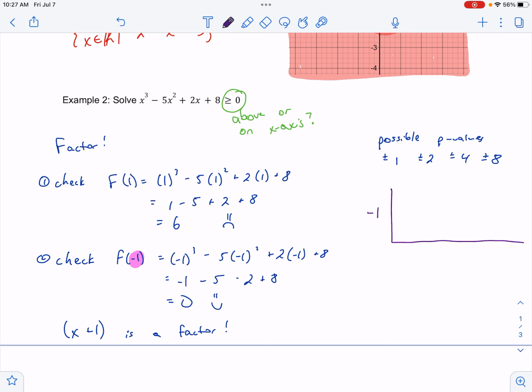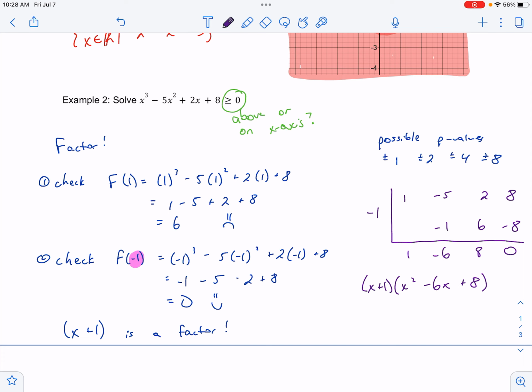I'll write my coefficients and divide. Drop it down, multiply across. Add down, multiply across. Add down, multiply across, add down. Beautiful. So my factored form here will be x plus 1 times x squared minus 6x plus 8.